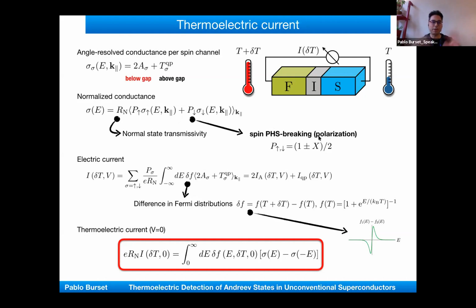So when we put everything into the current, we see that there is no applied bias, only a temperature gradient, which is represented by this difference in Fermi distributions. We see that we will only have a thermoelectric current if there is an antisymmetric part of this conductance, which will come from these two particle hole symmetry breaking mechanisms that I described.